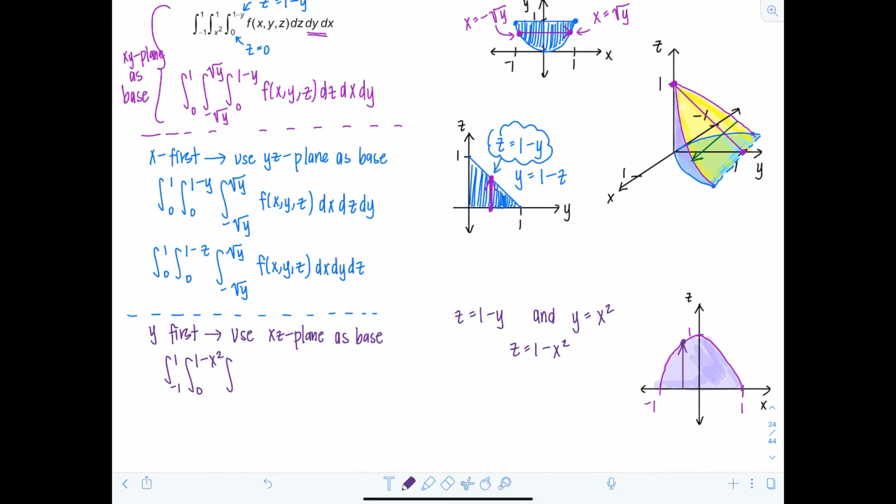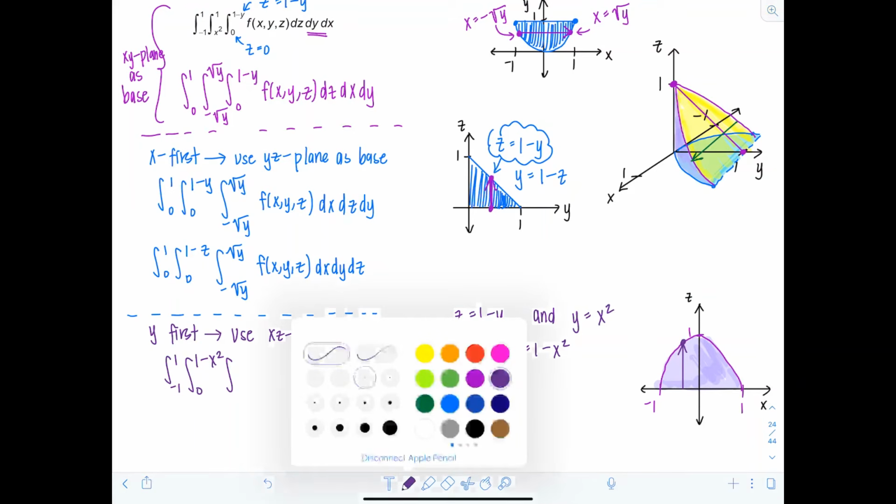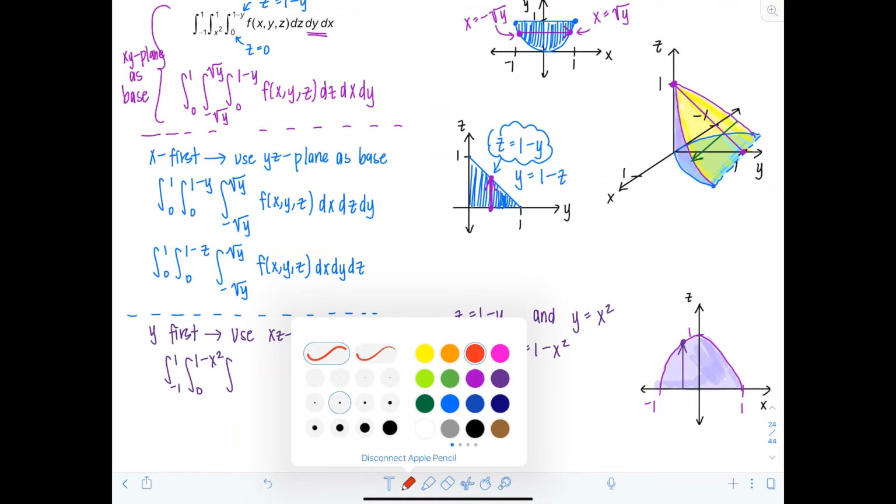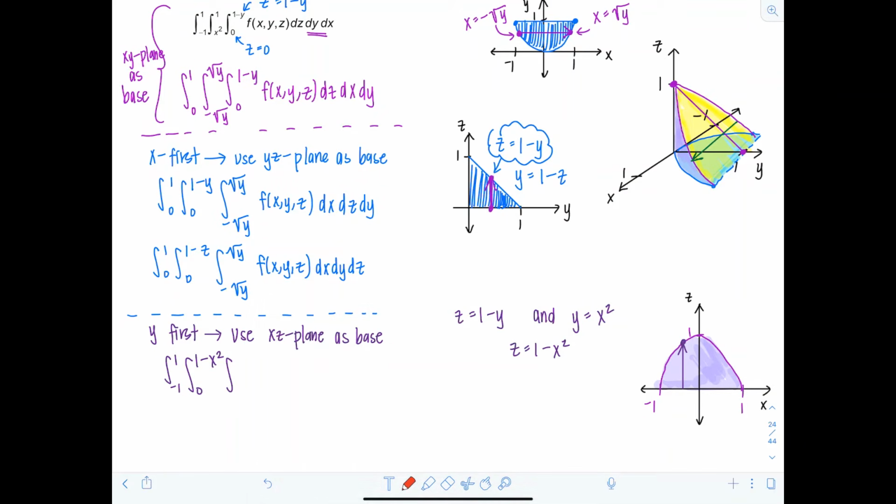So y starts, let me do a thicker arrow in red. So y is going to start at the equation of the parabola, and then it stops when it hits the plane. So look at the red arrow. The solid starts at the parabola, stops when it hits the plane. Actually, I don't like that arrow at all. Too chunky. So look at y. Y starts there, ends there. So it starts at the parabola, ends at the plane.